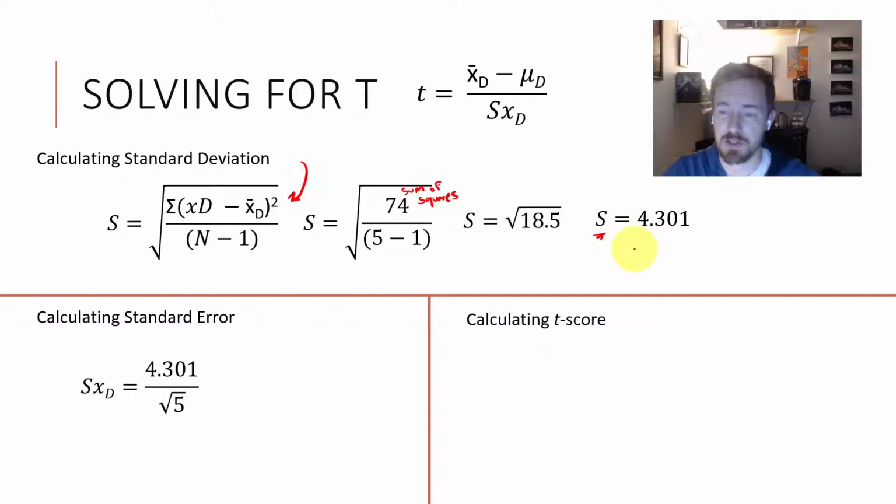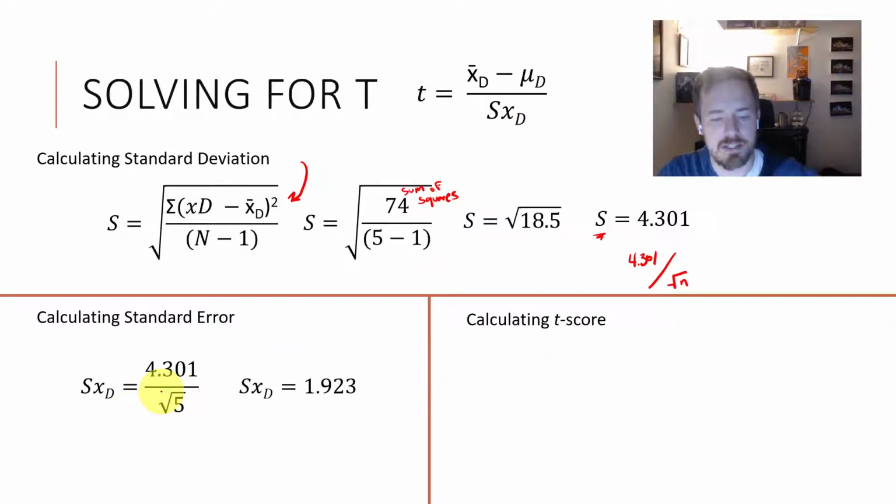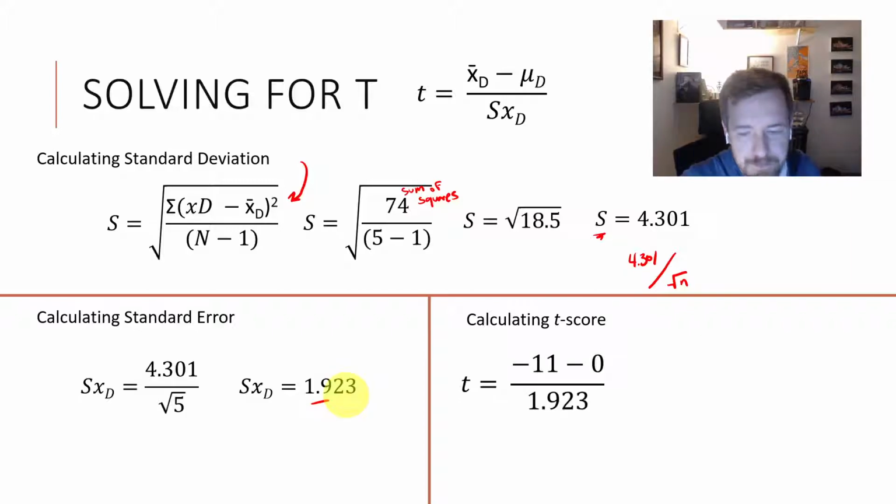So the standard deviation is 4.301, which means we need to take 4.301 and divide it by the square root of n. So when we do that, that's what you see exactly over here. We take the square root of the sample size, and that gives us about 1.92. So what does that mean? Basically, it means that our difference between our different scores is roughly about 2 points away from each other at any given time.